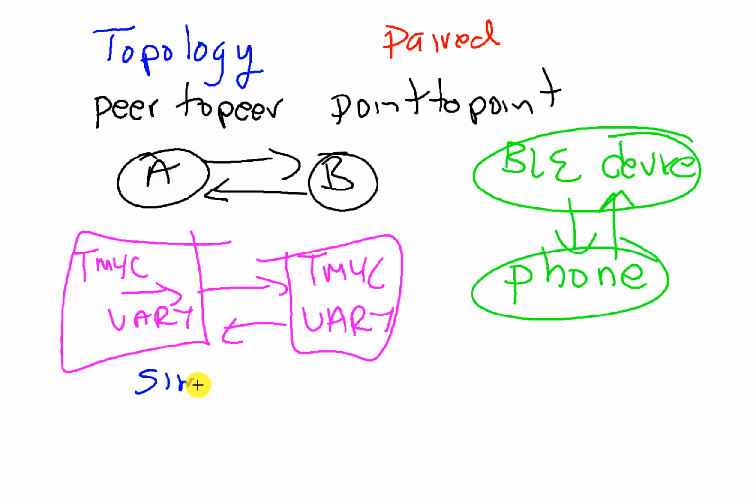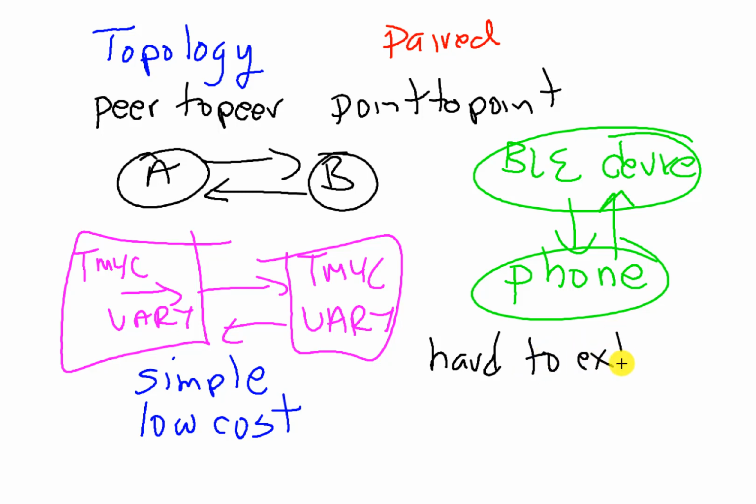Some of the advantages of peer-to-peer is it's simple. That's nice. Because it's simple, it's going to be low cost. Some of the disadvantages are that it's hard to extend. You can't put more; you only got two. There may not be much security involved. Security is not built in to many of these protocols. It's simple, yet it's limited.